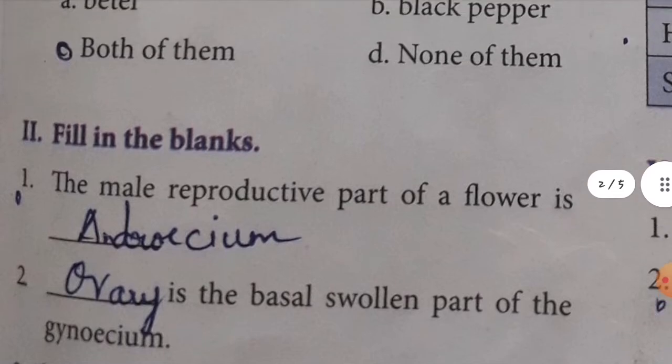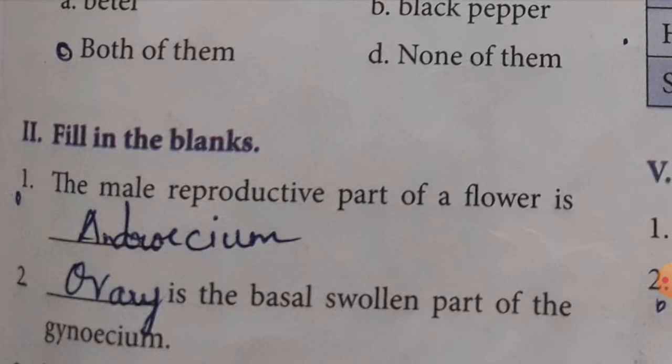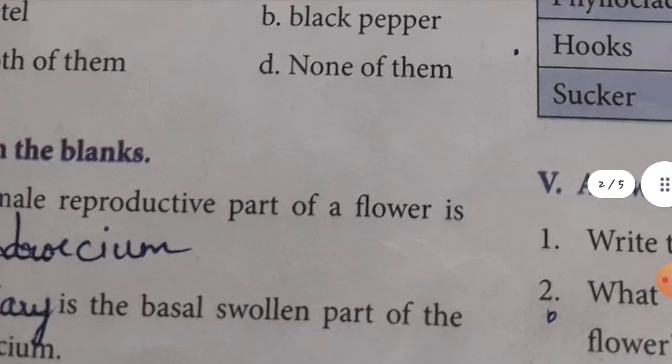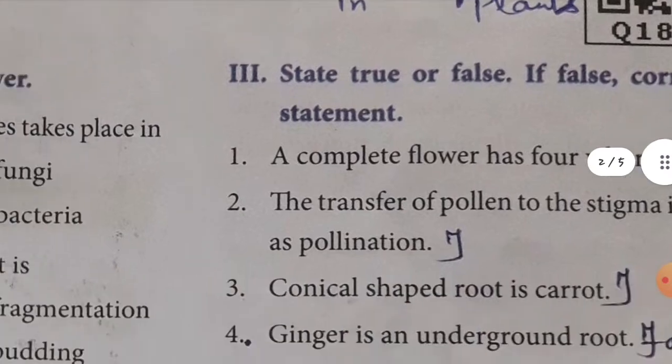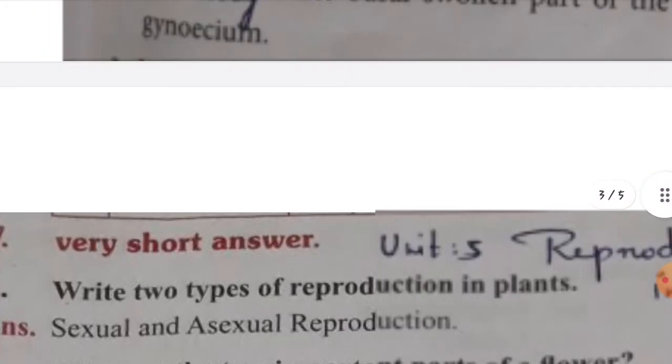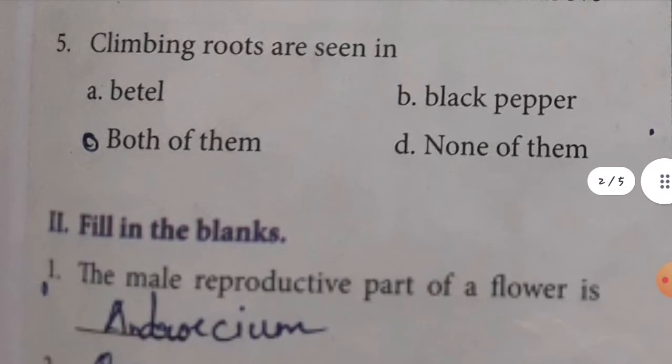And see the Roman letter 2, fill in the blanks, children. First one, the male reproductive part of a flower is androecium. Okay, you know the spelling, androecium. Second one, ovary is the basal swollen part of the gynoecium. O-V-A-R-Y, ovary. Okay, second one over. Is it clear to you, children? Yes.